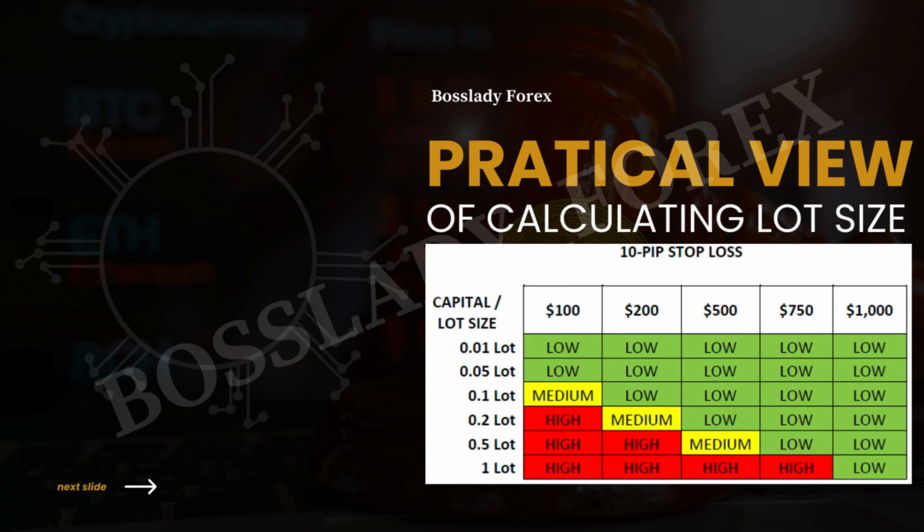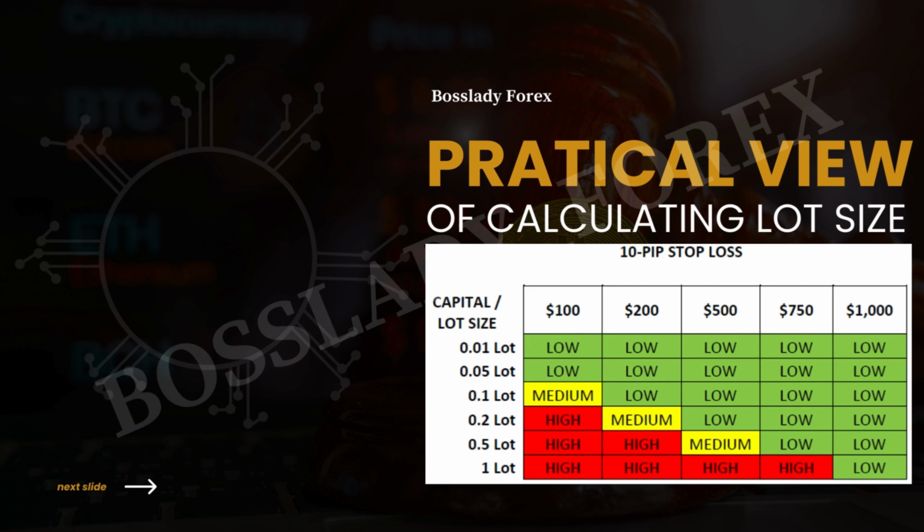So this is the practical view of calculating a lot size. Of course, if you have $100, you cannot be using 1 lot size. You cannot even be using 0.5 lot size. The best lot size to use is the 0.1 lot size. Mostly when you're trading gold, you can probably use 0.05 or 0.01, which is the highest you can use. Maybe if you're trading GBP USD, Euro USD, and stuff. So as you can see, the more money you have, the bigger the lot size you can use.